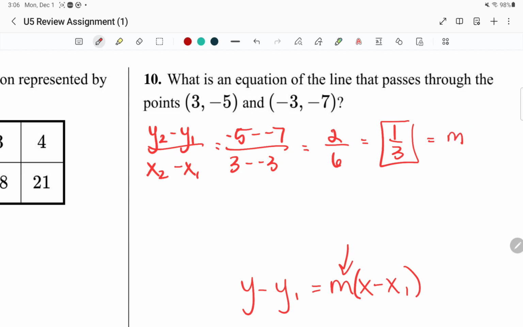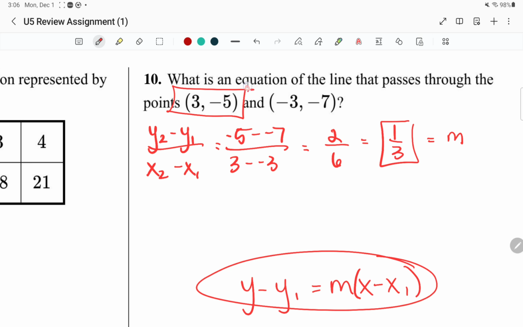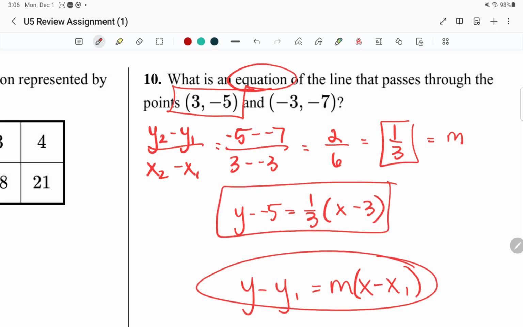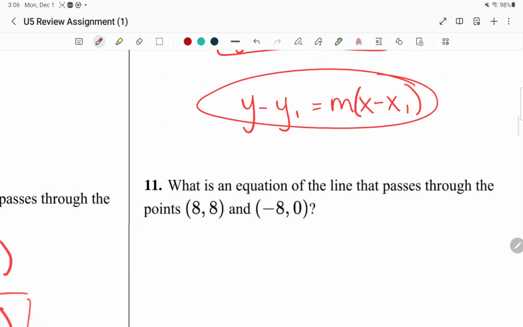So that's my slope. And then I'm going to pick one of my points and I'm going to plug it into my formula because it asked me for an equation. So y minus my y value is negative 5. My slope was 1/3. That's what I had to find. X minus x value is 3. That's my final answer. Okay, you got 2 of those.